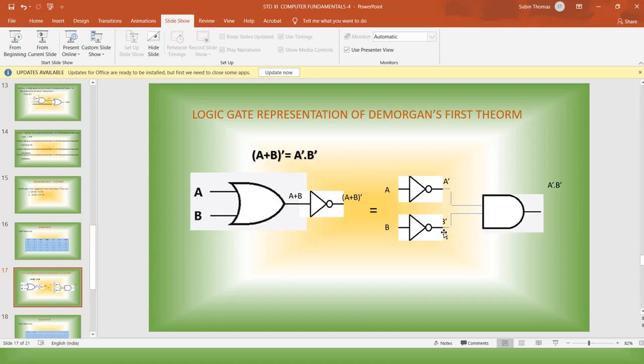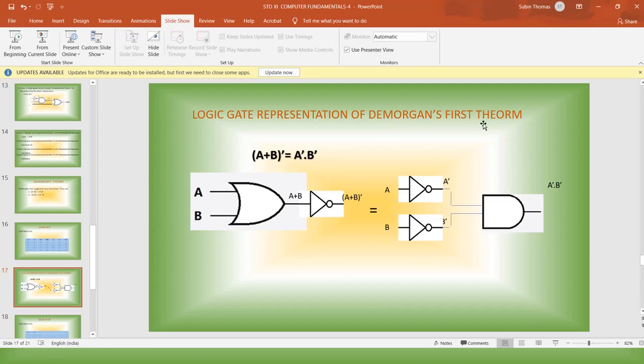So both the NOT operations you perform, and next you have to perform the AND operation. For the AND operation, you have to use an AND gate. See that AND gate I use. Both the A complement and B complement values are given to the AND gate. So this is the AND gate. Two inputs are given. One input is A complement and the second input is B complement, which are given to the AND gate, and that will produce A complement into B complement, or you can say A complement and B complement. So this is the way you can draw the circuit diagram for De Morgan's first theorem.